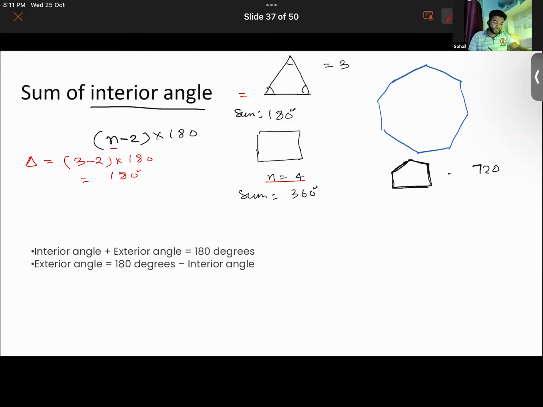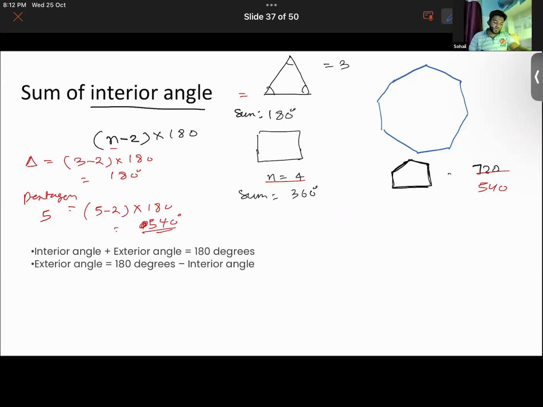Ab main baat karta hun like this pentagon. So pentagon has got five sides in it, right? And the sum of all the interior angles will be equal to 540. How? It's 5 minus 2 multiplied by 180, that is 3 into 180. So 540 hota hai ye. Very good now.